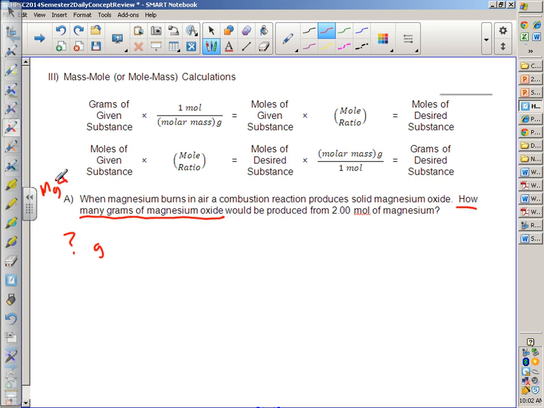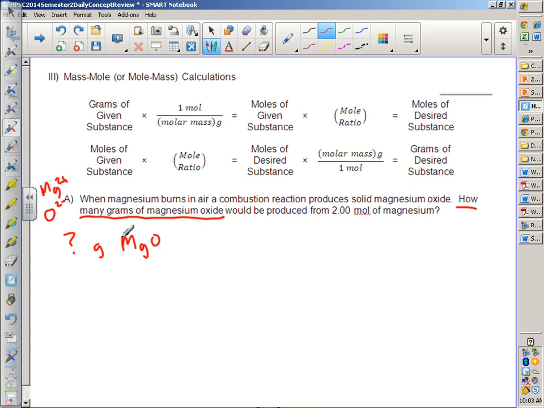Positive 2, right? When you find oxygen, oxygen has a -2. So that means the formula for magnesium oxide would just be what? MgO. Okay, so how many grams of MgO? All right, now we know what we're looking for.